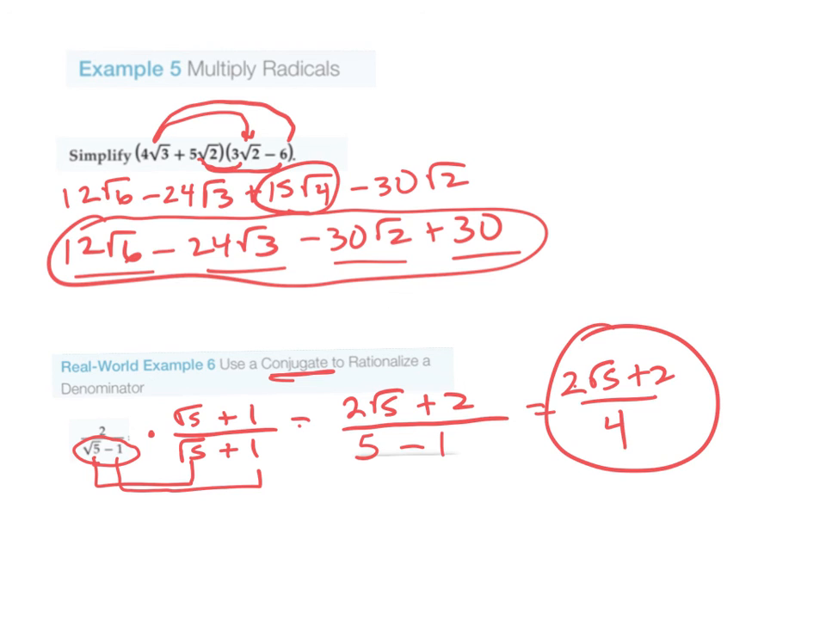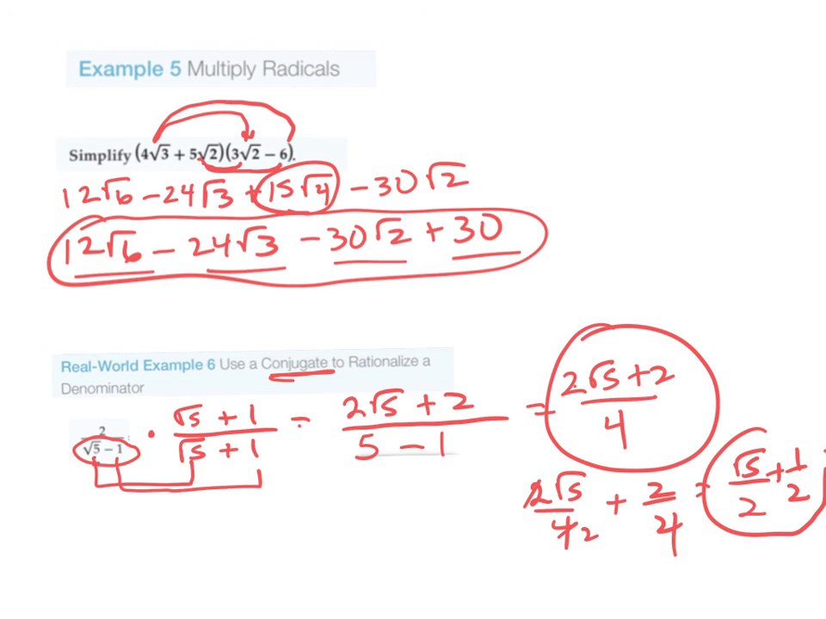But we can cancel out. So if we want to cancel out each fraction, because the 4 is under each number, this cancels the 2, so we have radical 5 over 2 plus 1/2. And so we can actually cancel out numbers when they can be simplified.